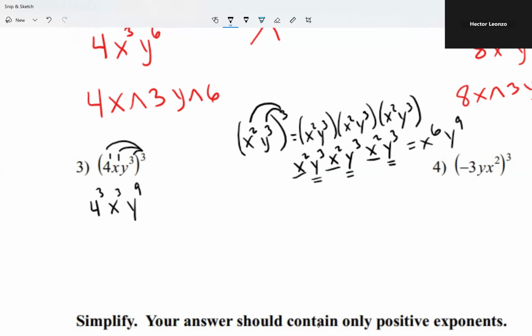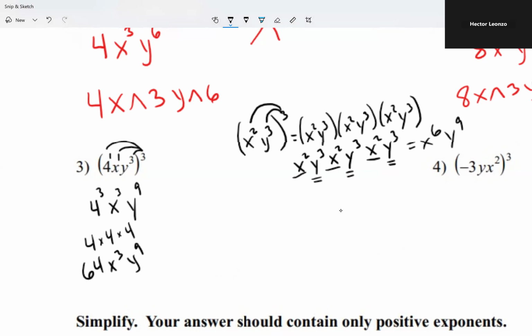Now 4 to the third. Basically, it's asking me what's 4 times 4 times 4. I'm going to multiply 4 3 times. Use a calculator if you need to. In my case, 4 times 4 times 4 happens to be 64. So I'm going to call this 64 x to the third, y to the 9th. The way I'm going to type this, 64 x to the third, y to the 9th. Remember, we use that caret for exponents.